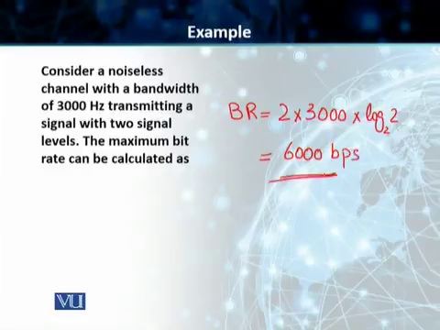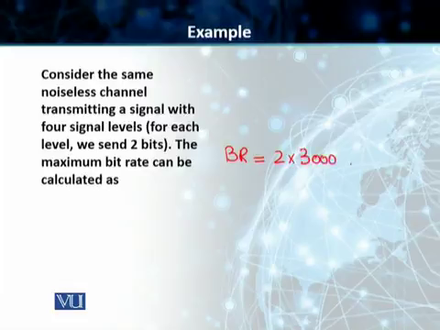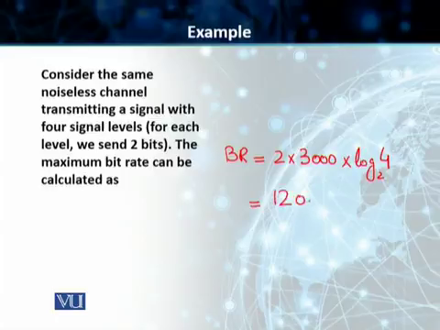Students, our next example: in this one, we have once again a noiseless channel, with 4 signal levels. For each level, we are sending 2 bits, and we need to find out the maximum theoretical bit rate. Once again, we have 2 multiplied by 3000 multiplied by log to the base 2, but instead of 2 this time, we have 4 levels. Students, our bit rate goes to 12,000 bits per second.